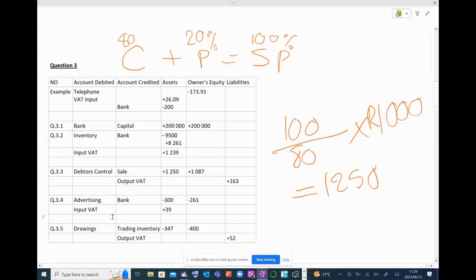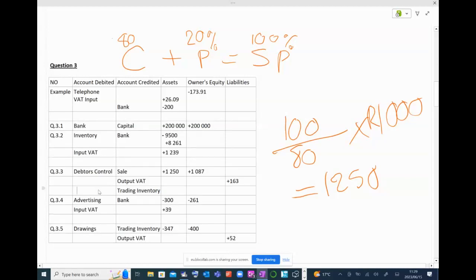Now, this is why I was saying this transaction is incomplete, because remember, are we on the perpetual or periodic inventory system here? Perpetual. So what do we need to do now? 100%. Okay, so what's happening with trading inventory? Is it increasing or decreasing? So what do we need to do to it? Debit or credit? We need to credit. So here, trading inventory.